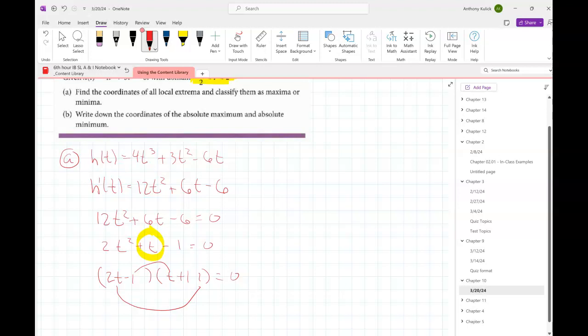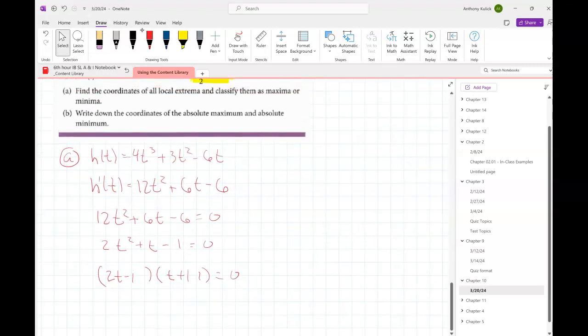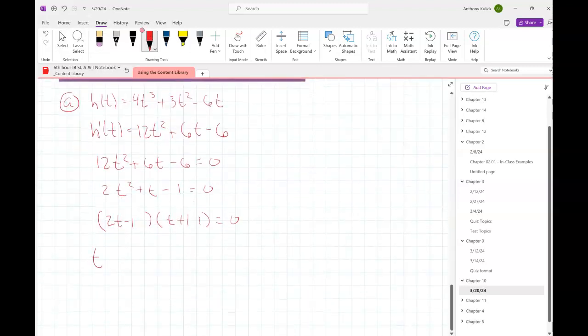Right? So all I have to do is check the outer and inner to make sure I get the middle. And that allowed me not to have to go through that long factoring because there's really only one choice I had to do, decide whether it was positive or negative. You know what I mean? Could you also have used the quadratic formula there? Of course you could. All right, so I get t equals 1/2 and t equals negative 1, right?